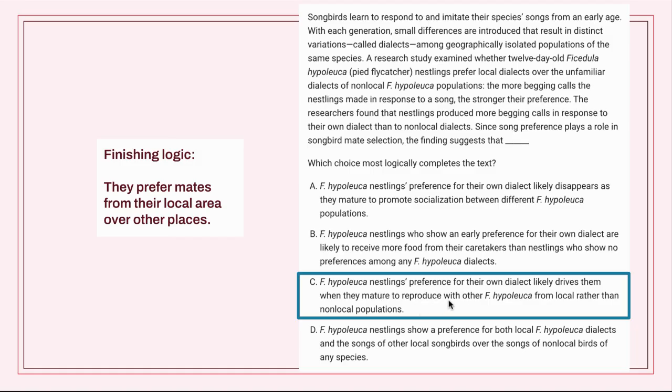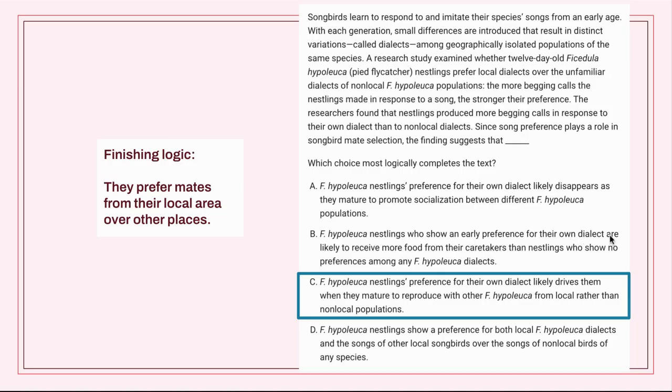So let's walk through the other ones, why they're wrong. So A, their preference for their own dialect likely disappears as they mature. We have no idea of that. What we know is that they prefer their own songs. There's no proof that it goes away as they get older. So that doesn't really make any sense.